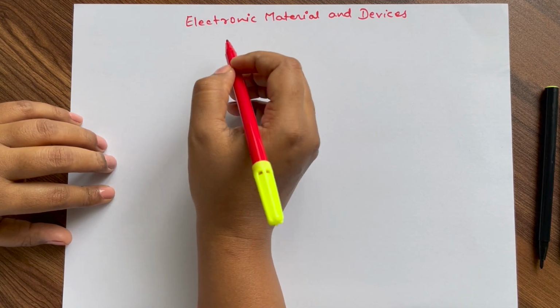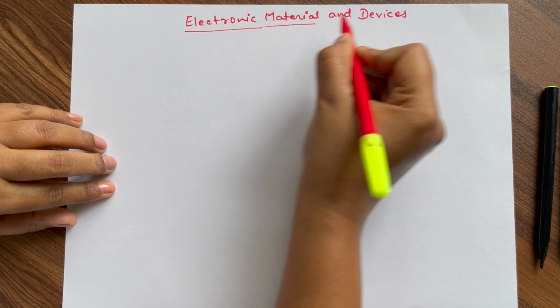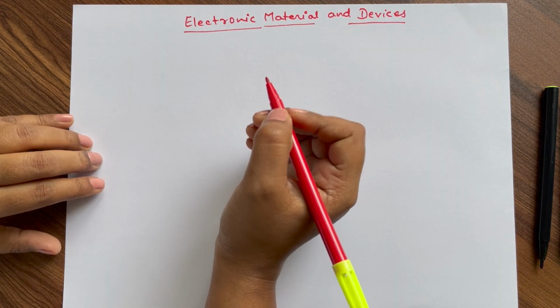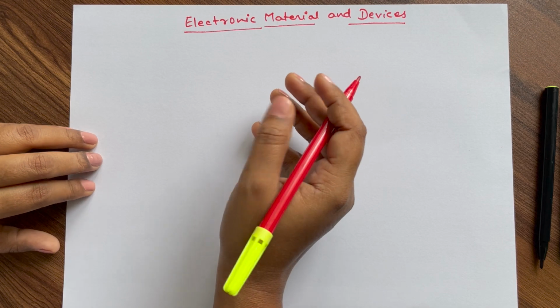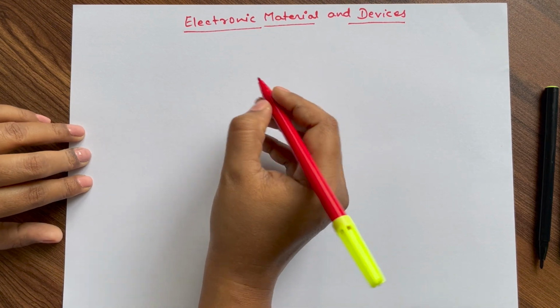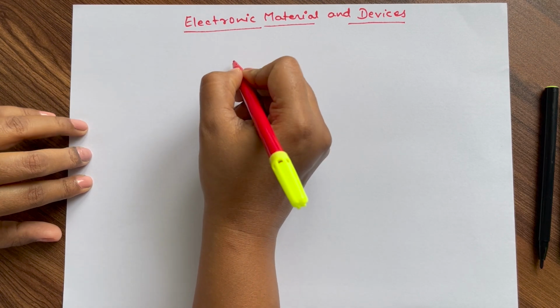Today we are going to start a new subject, that is electronic material and devices. We will start this subject with introduction of semiconductor material and semiconductor devices. We know the materials can be divided in three categories.